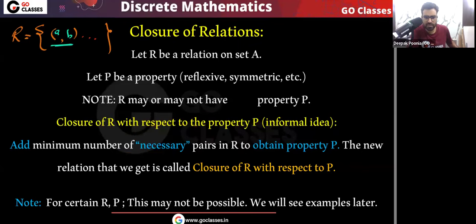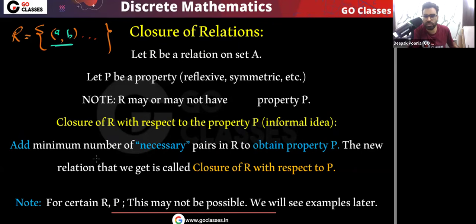Now, what we are saying? We are saying that closure of relation R with respect to property P is defined like this: you add minimum number of necessary pairs in R to obtain property P. That's it. The new relation that you will get, that is called closure of R with respect to property P. That's it. This is the definition, nothing else.